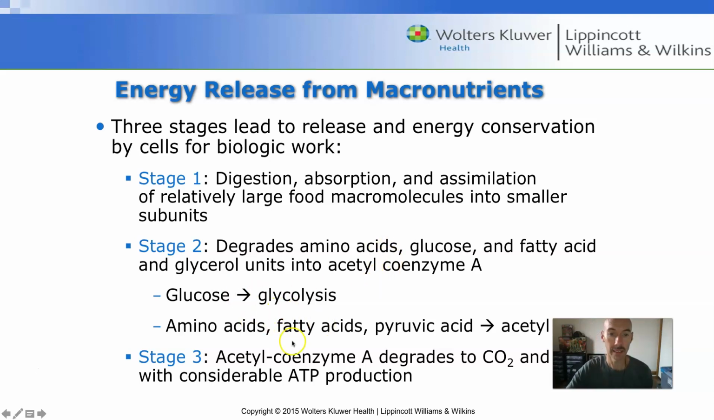So these other things here I'm going to save for later, but I'll just throw this out real quick now and come back to it later. The last energy system we're going to talk about today is the aerobic energy system, also known as oxidative phosphorylation.